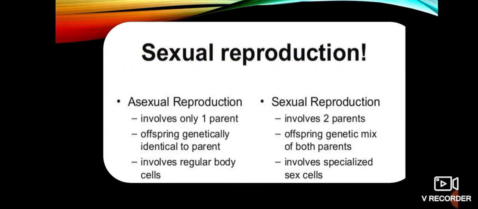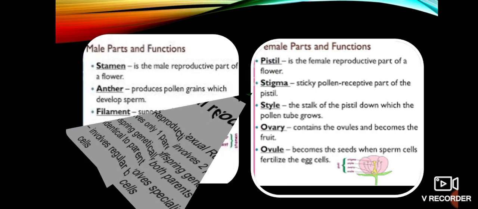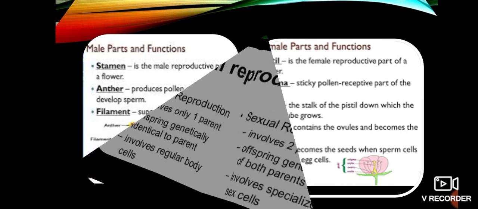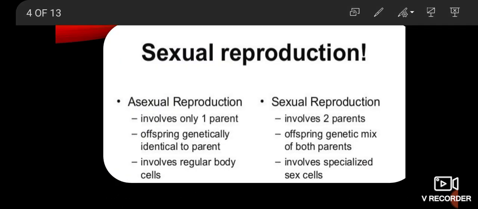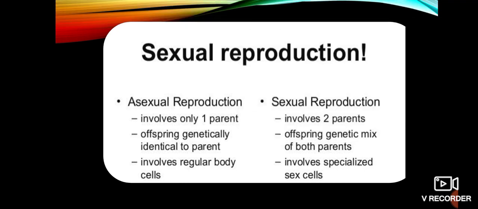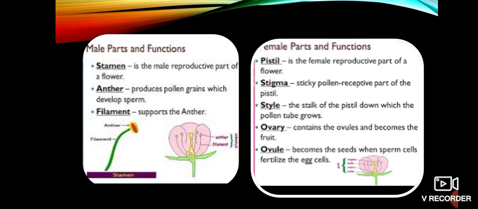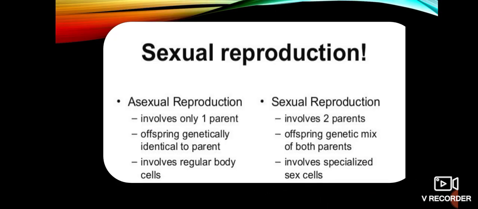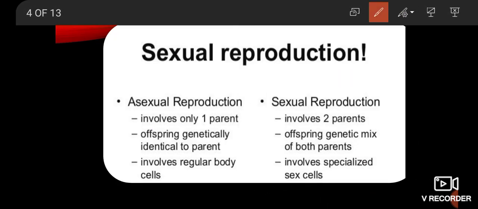Okay, so we start with the definition of sexual reproduction, or we can say the difference between asexual and sexual reproduction. Dear students, asexual reproduction involves only one parent. That you all know. In this particular process they involve only one parent, whereas sexual reproduction involves two parents.